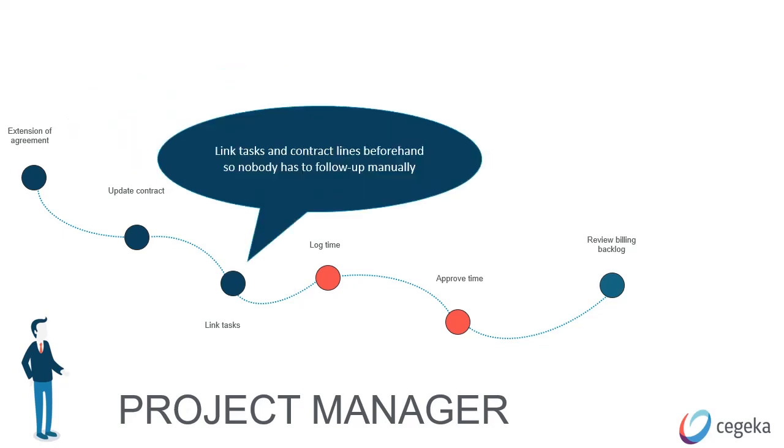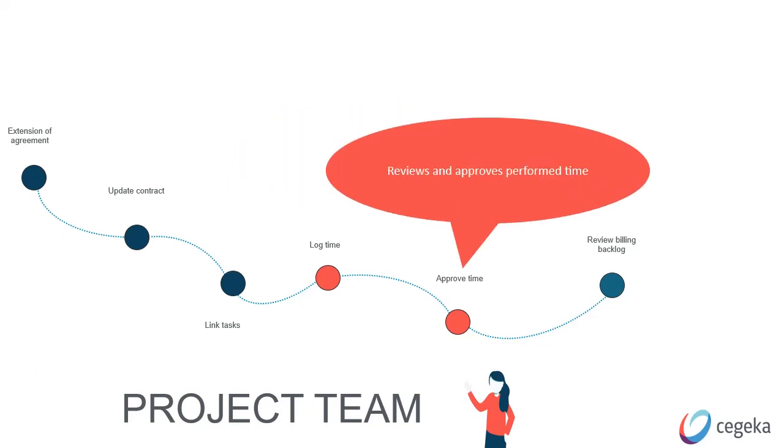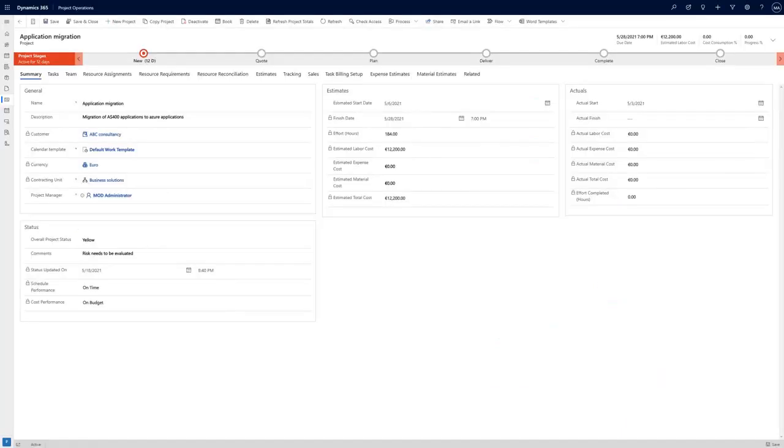I will link the task with the extra order. The project team can log time to the tasks. Another team member or the project manager can approve the entered time. Afterwards, we will review the billing backlog to see that the different billing method is handled automatically by the system. Let me switch over to the application.